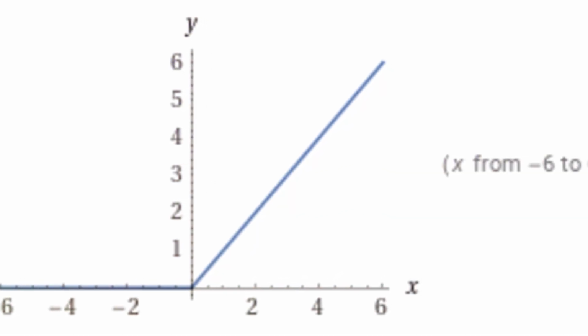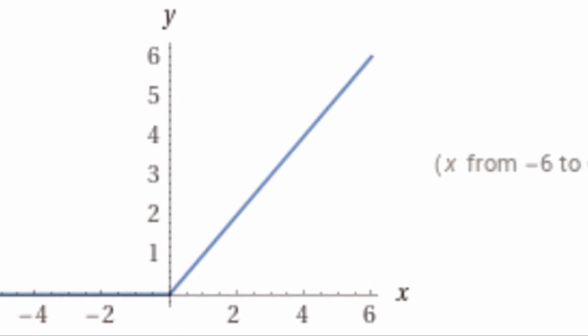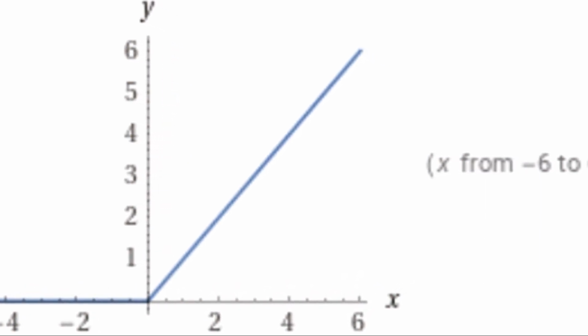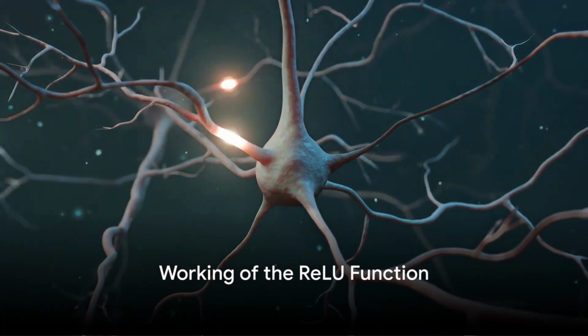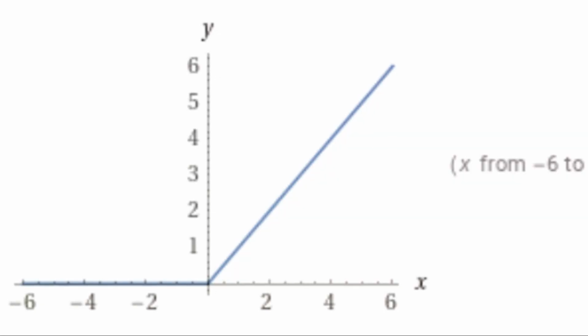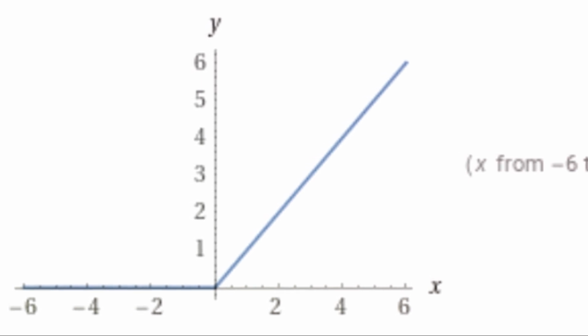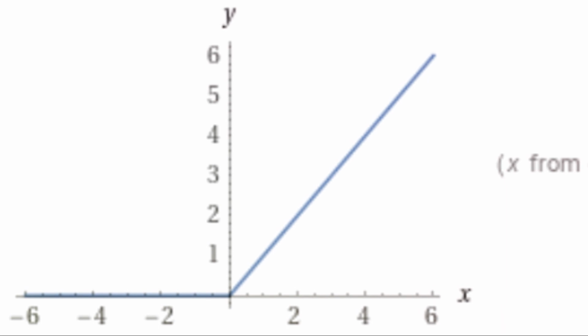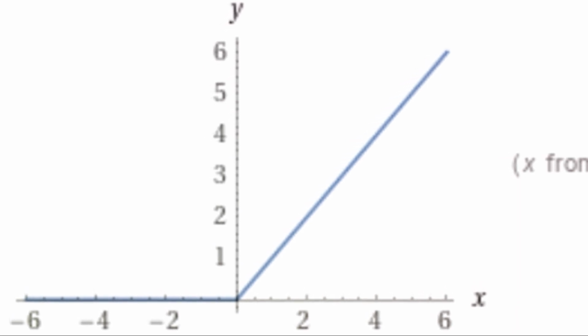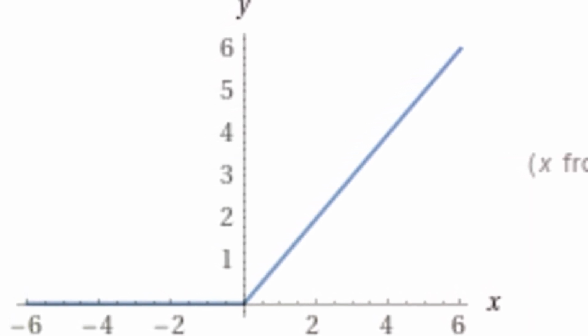It's a simple yet powerful function that decides whether an input should progress further through the network or be dropped off. So how does the ReLU function work? Here's a step-by-step breakdown. Step 1, the ReLU function gets an input from the previous layer of the neural network. This input, often represented as x, is a numerical value that could be positive, negative, or 0.